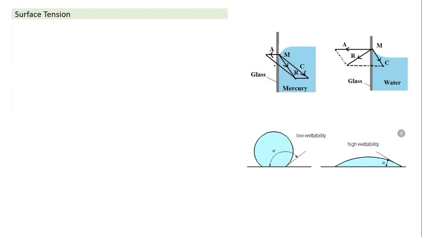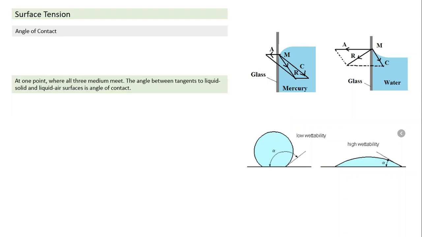vertical surface. In a similar way, if we place a drop of mercury, the mercury drop takes this shape; it doesn't wet the surface very well. Whereas if we have water, it will wet the surface. And this difference in behavior is because of angle of contact. Let's understand what the angle of contact is.